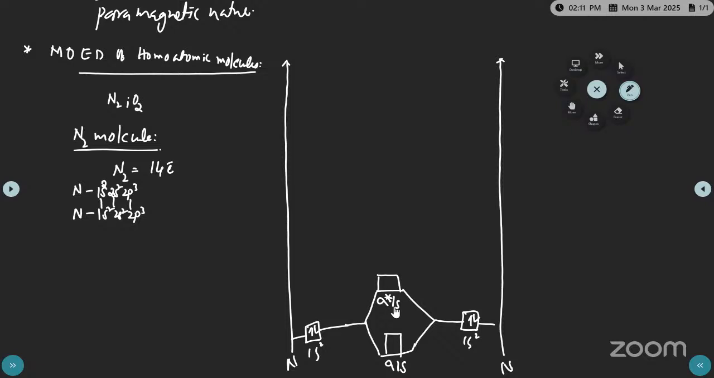Right. So how many total electrons are there?